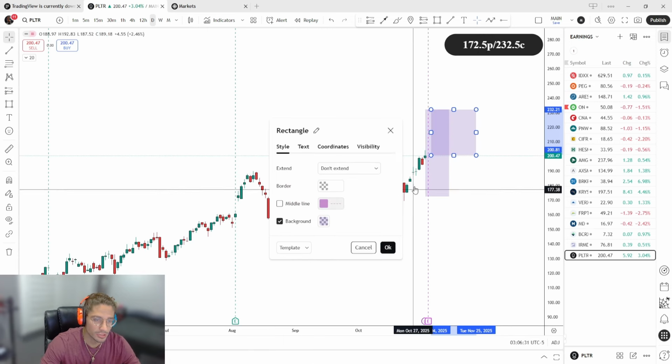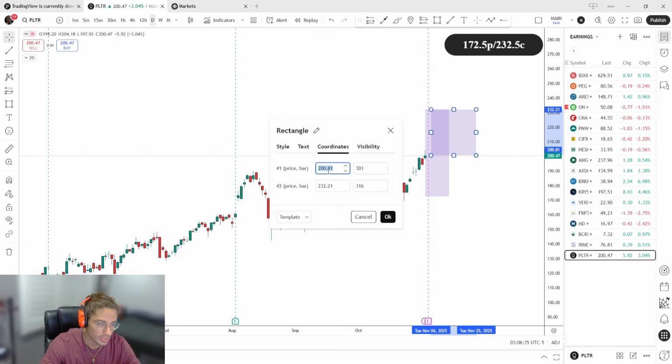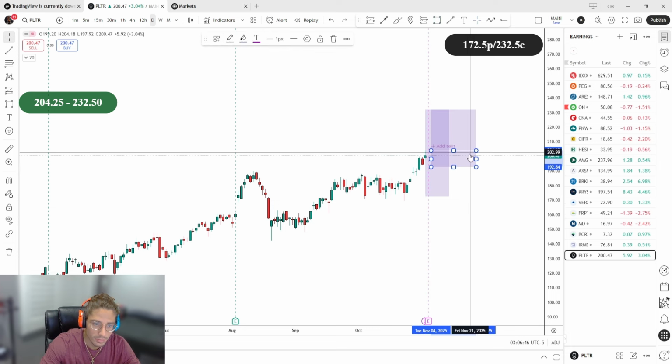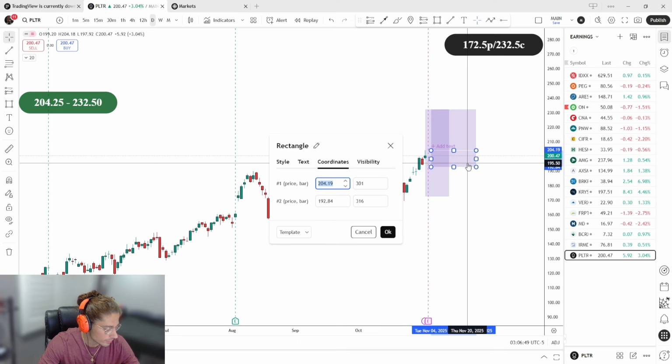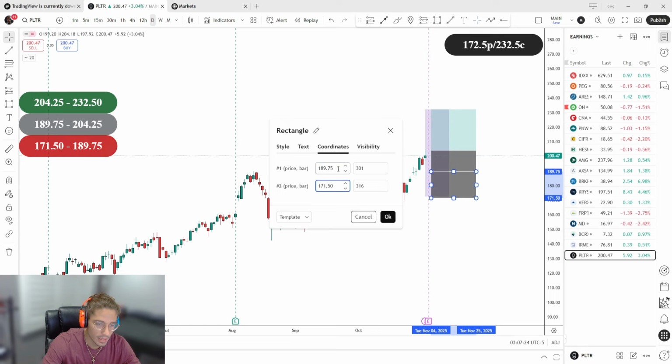If you guys watch the short, you would also know that this call up here is where I'm targeting for the bullish zone as well. 232.5, and we were starting them at 204.25. So just about right there where price is currently resting. I always call untradeable. That's going to be measured from 189.75 up to 204.25. And for the bear zone, we have them starting at 189.75, coming all the way down to 171.5.